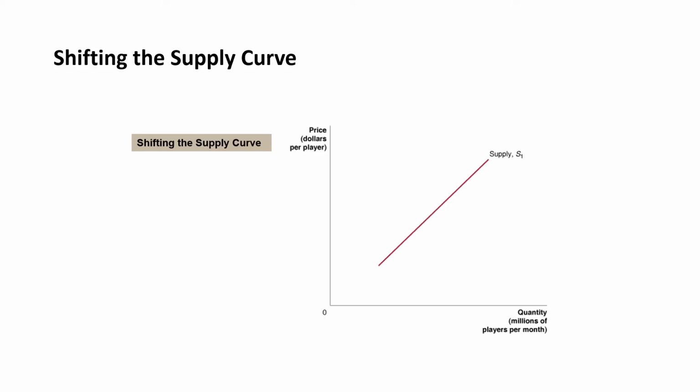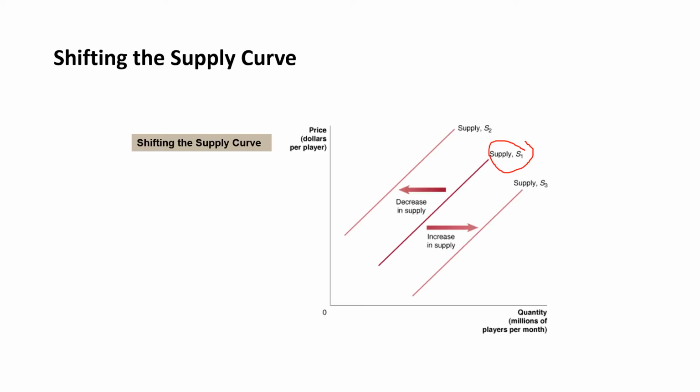Shift the supply curve. This is the first supply curve over here, which is the main one. We call it supply S1. Either it will shift to the right, or it will shift to the left. When the supply increases, it will shift to the right. When it decreases, it will shift to the left, either downward or upward. It will shift when there is an increase or a decrease.